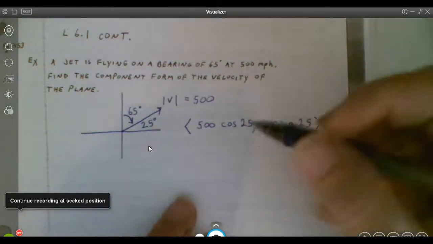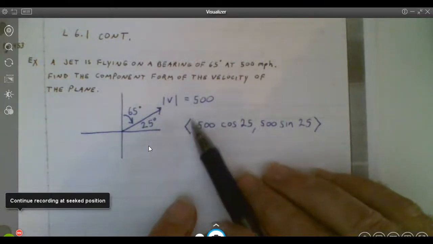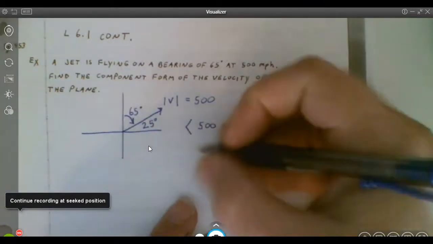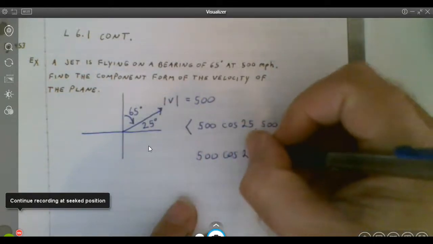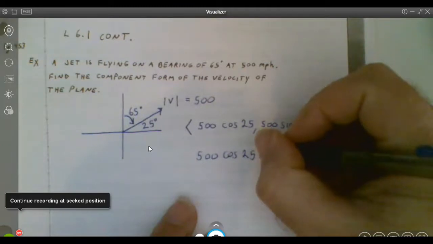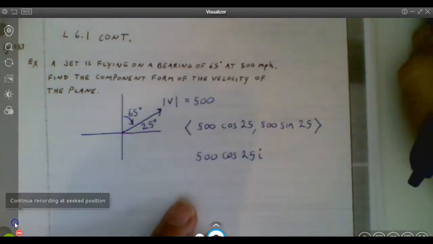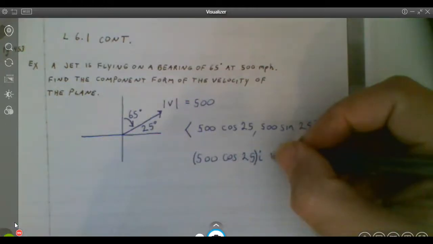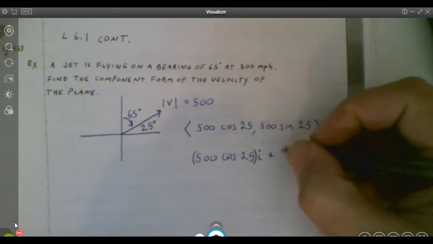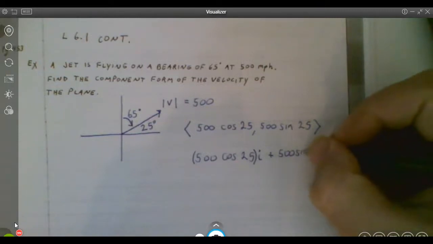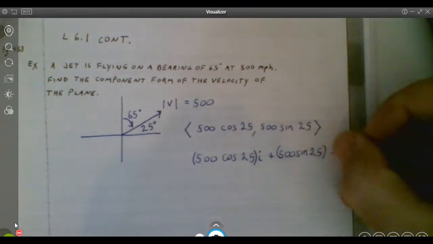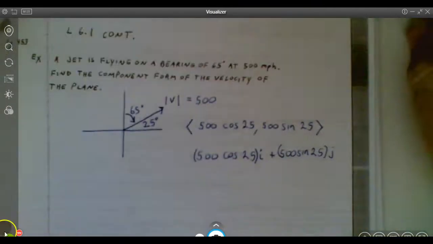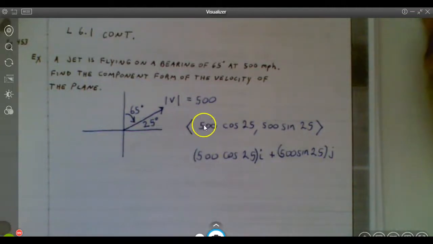So when you do I and J, then we would leave out the sideways V's on this, and we could say something like 500 cosine 25 I to represent the horizontal component, plus our vertical component, which is our 500 sine 25 J. So just want you guys to keep recognizing different ways of writing this. So you have the component form, and then you have your I and J form that looks like this.